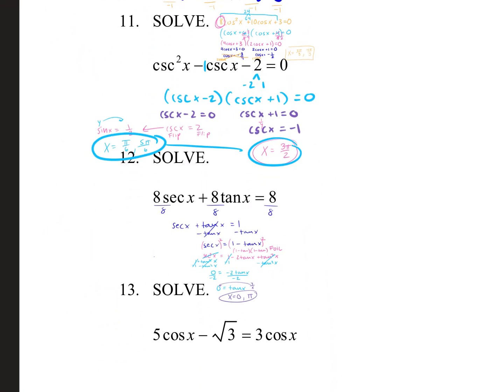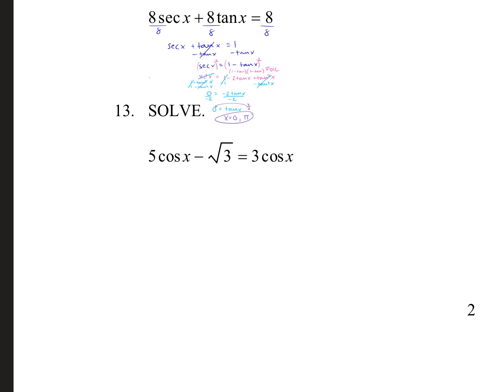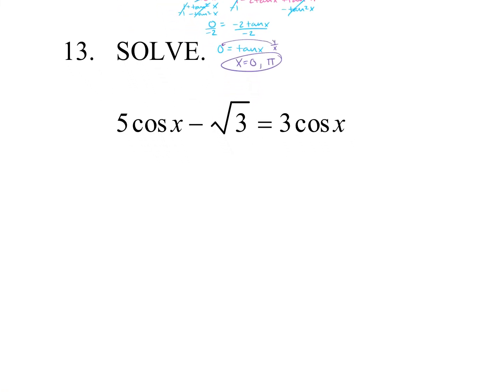Right, 9, 10, 11, and 12 we did in class, so we can look at 13. 13, we have 2 cosines. So we're going to combine our like terms. Since neither one of these is squared, we know that we can add them together because they are like terms. So I'm going to subtract 5 cosine x, move it to the other side.